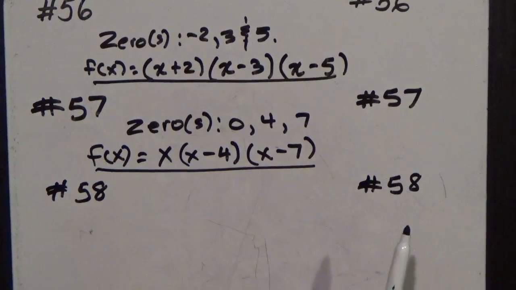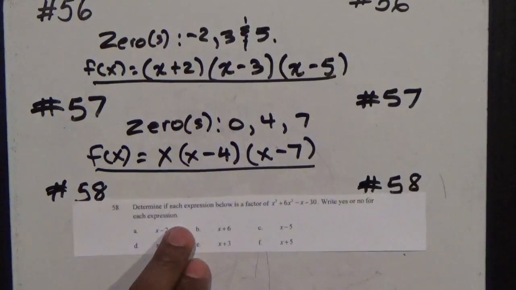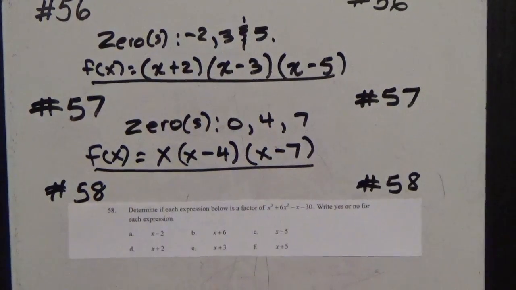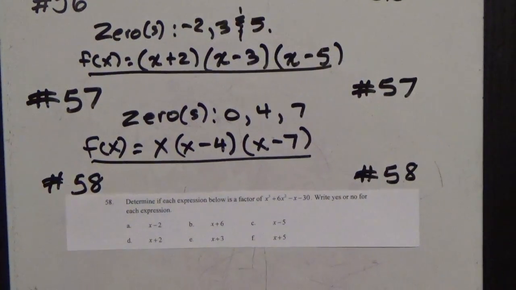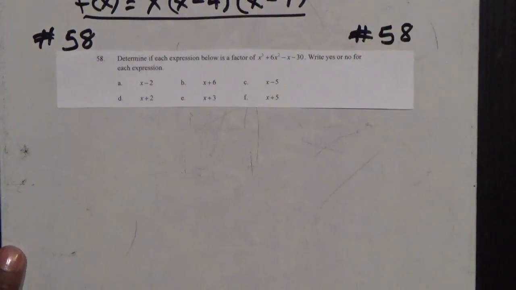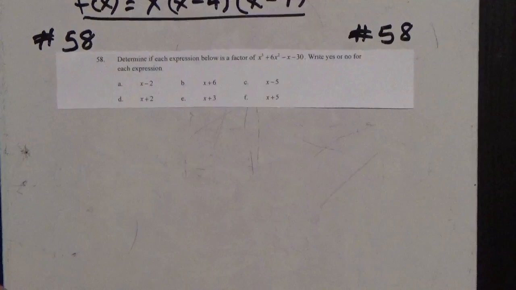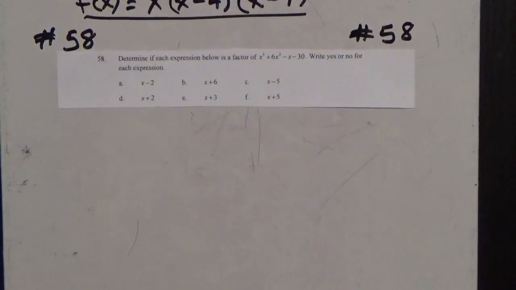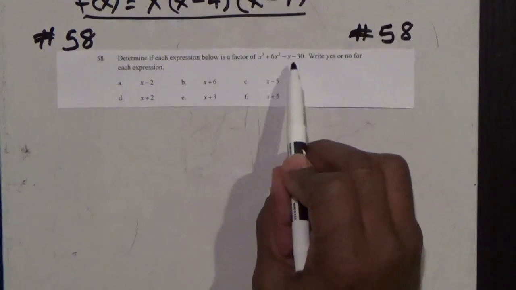Alright, it's going to take a little bit, but we can definitely do number 58 on here. Determine if each expression below is a factor of x cubed plus 6x squared minus x minus 30. And in my class we talk about having a degree of every term.